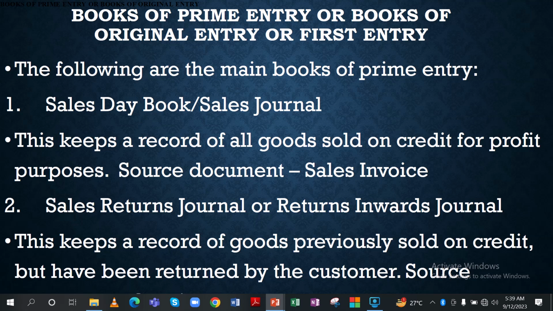2. We have the sales returns journal or returns inwards journal. This keeps a record of goods previously sold on credit but have been returned by the customer. The source is the credit note.